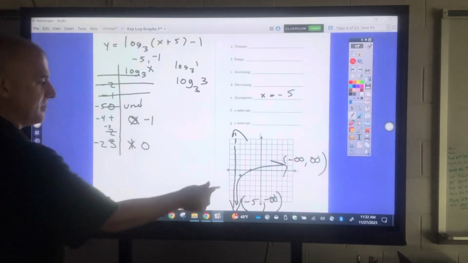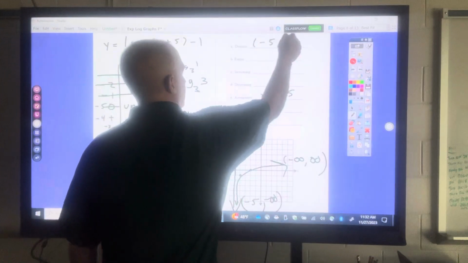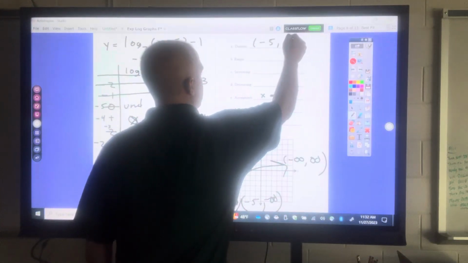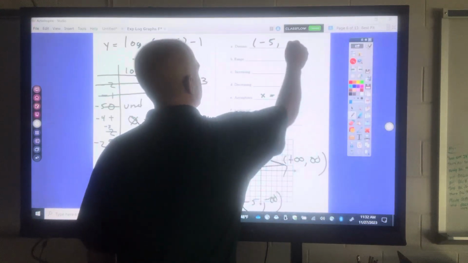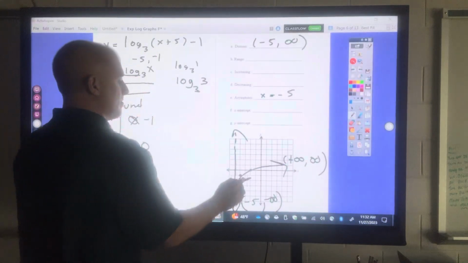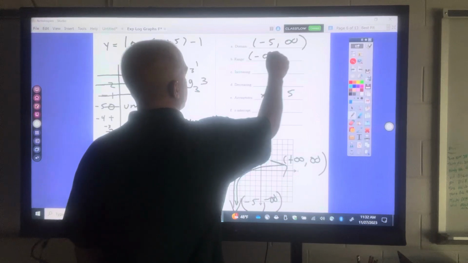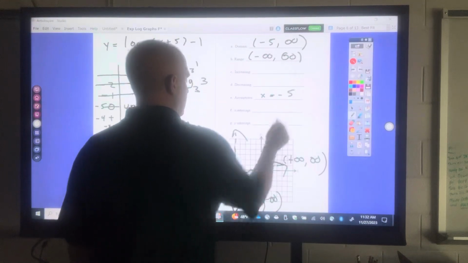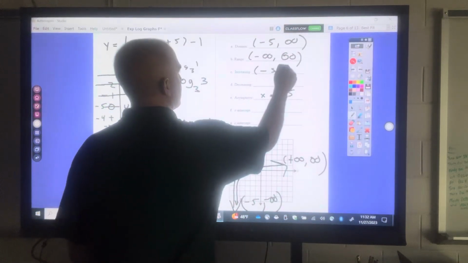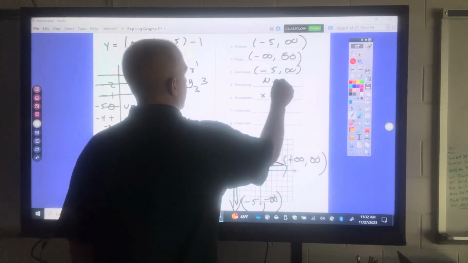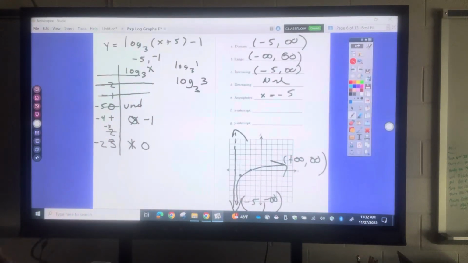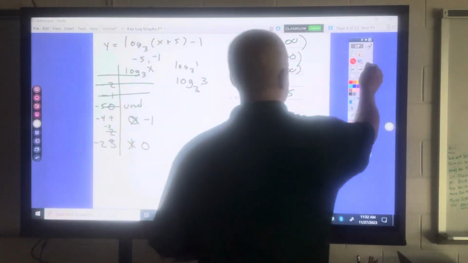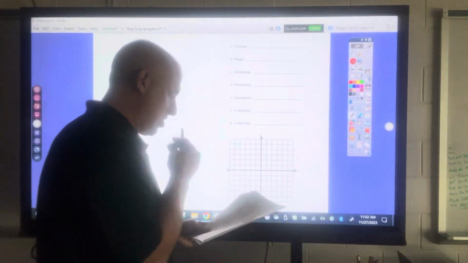So my smallest x value is -5. Biggest is positive infinity. Sorry. My range, my smallest is negative infinity. Biggest is positive infinity. This is increasing from -5 to infinity, and this is not decreasing. All right, let's do another one.